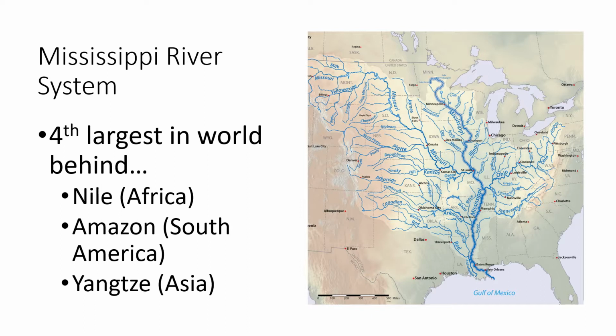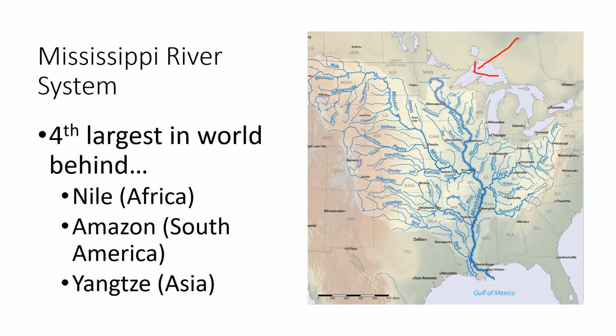That's the Mississippi River. The Mississippi River is the 4th largest river in the world. So the river and its tributaries are here on the map. There are 3 continents with larger river networks than North America. The Nile is the largest.